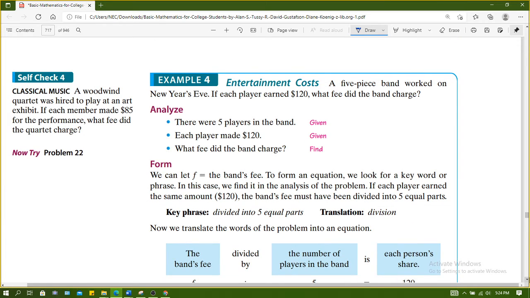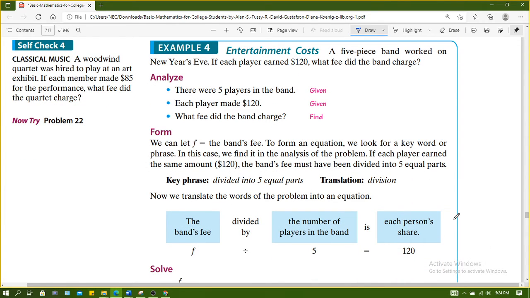You have another self-check here. Example number 4. A five-piece band worked on New Year's Eve. If each player earned $120, what fee did the band charge?